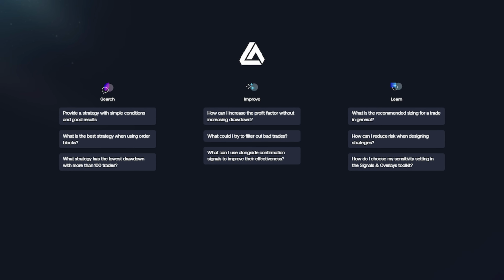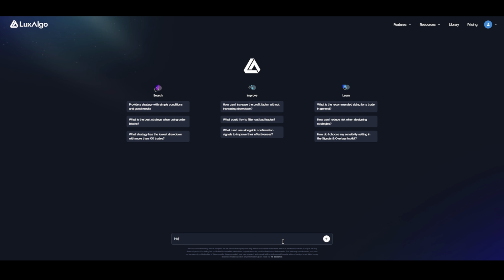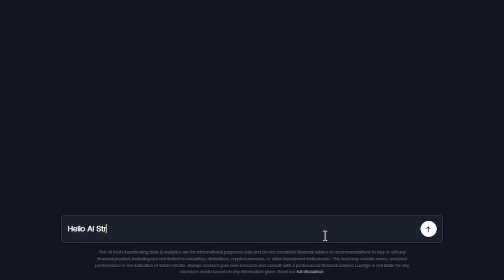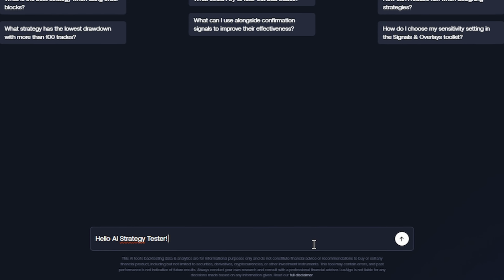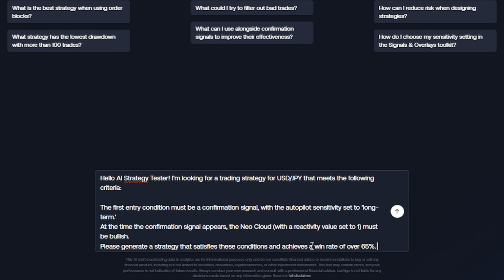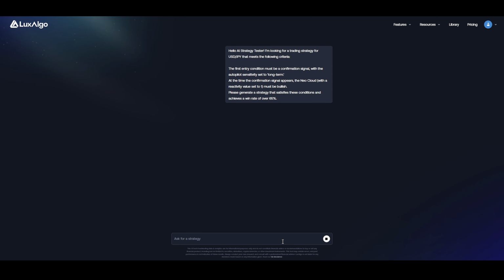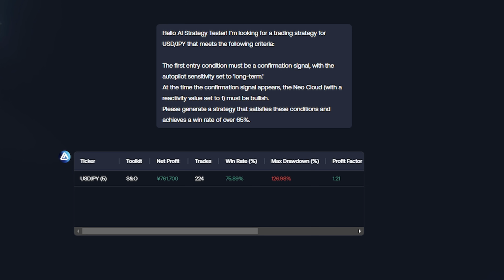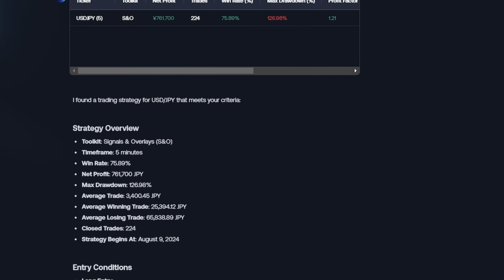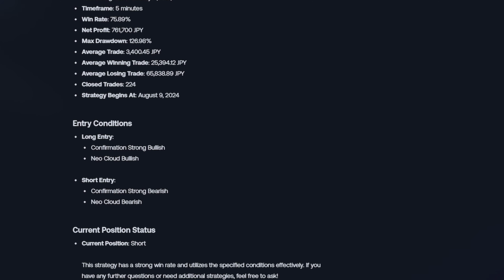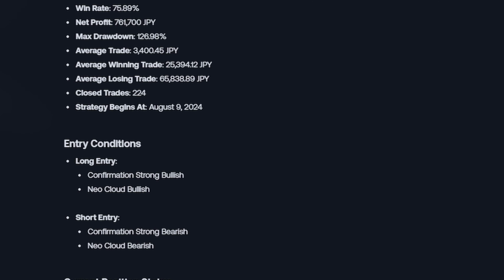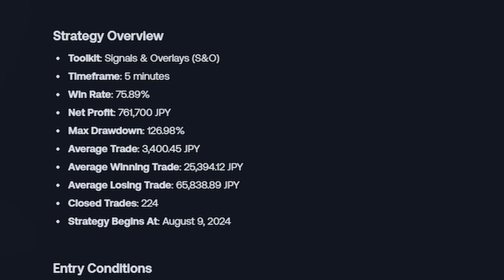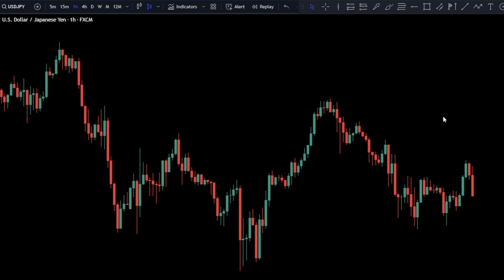But before we dive into it, I want to show you how I use LuxAlgo's brand new AI tool to craft the foundation for this strategy. This powerful feature allows traders to create custom strategies by simply describing the conditions. For example, I asked the tool to generate a strategy for USDJPY using confirmation signals as the first condition. Then, I added that by the time the confirmation signal appears, the NeoCloud must be bullish. Incredibly, the AI tool provided me with a strategy meeting these conditions, achieving over a 75% win rate. Okay, without wasting any time, let's get straight into it.